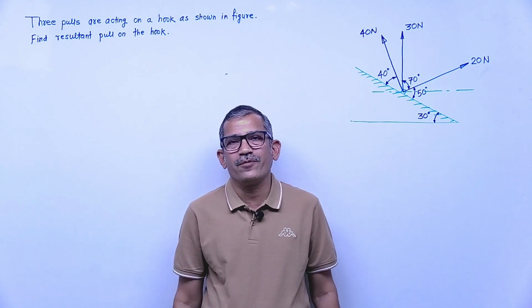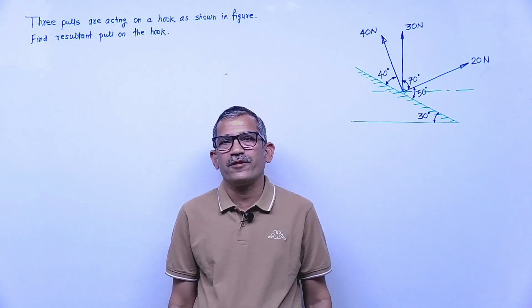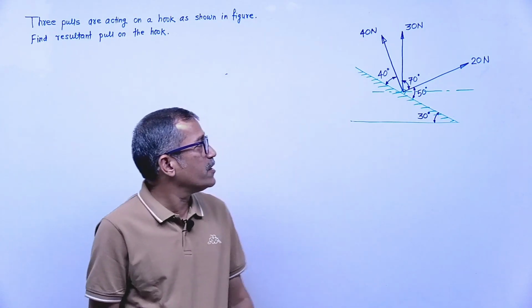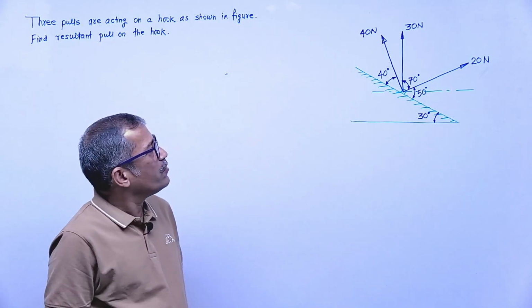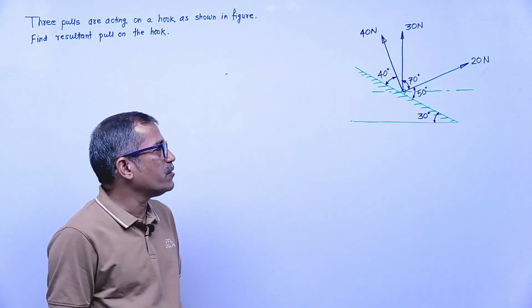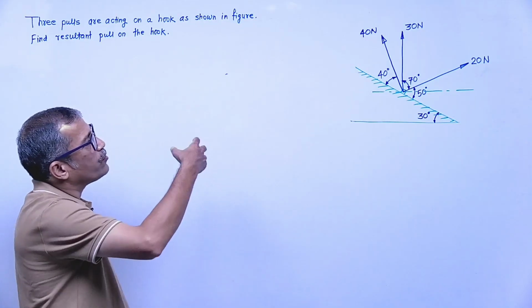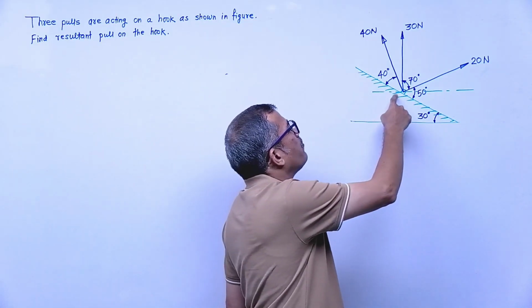Today in this lecture we will solve a problem of a concurrent force system. How many forces are given here? 20 Newton, 30 Newton, 40 Newton. Only 3 forces are given and all forces are away from this point.